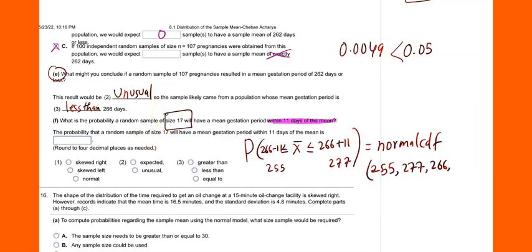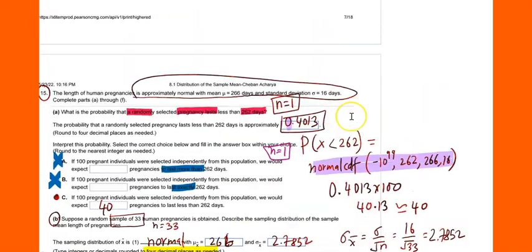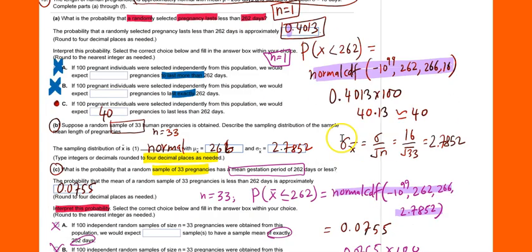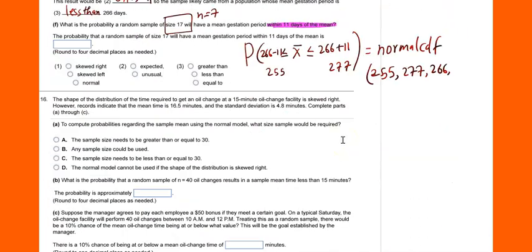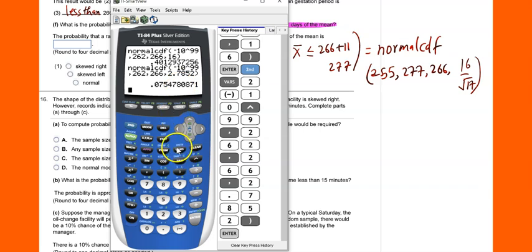In this case, n equals 17. My standard deviation is going to be sigma, which is 16 over the square root of 17. You put that in the calculator. Let's see what you get. Let me show you that in the calculator here.